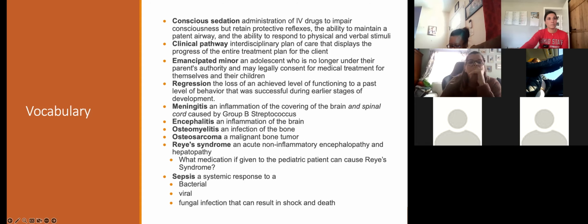Sepsis is going to be a systemic response to an infection. It can be bacterial, it can be viral, it can be fungal. And that overwhelming systemic response can eventually lead to shock and death if it is not treated.